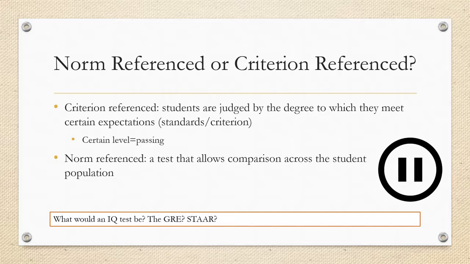So again, let's take a moment. I want you to think about three different types of tests: the IQ test, the GRE, and the Texas State STAAR exam. Now, if you're not familiar with these tests, feel free to Google. Please do not Google just, is an IQ test criterion-referenced? Because obviously the answer will pop up.